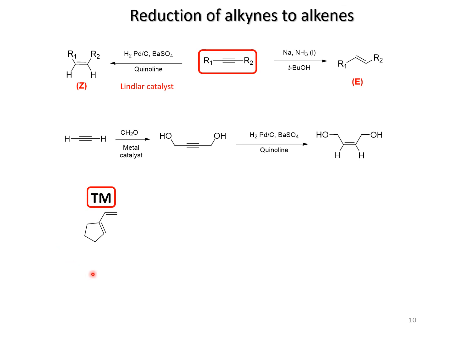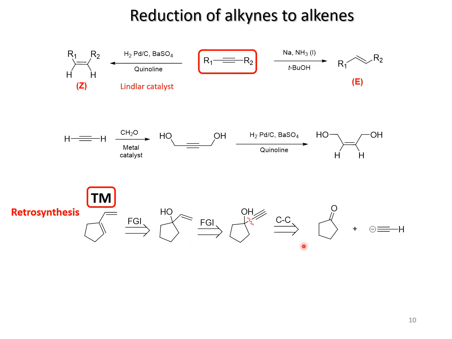Let's say that we want to form this diene. We know that dienes are very important for Diels-Alder compounds, but in this case we would like to focus on the formation of the diene itself. So from the retrosynthesis point of view, we can imagine doing an FGI here, putting a hydroxyl group in this position, and then another FGI which turns this double bond into a triple bond. Then of course here we can cut the triple bond and start from cyclopentanone and acetylene.